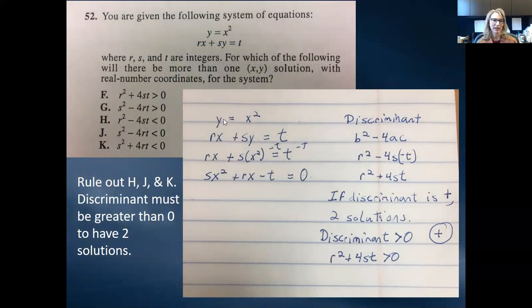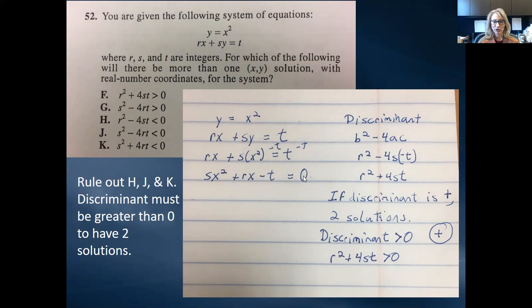But then let's work it out. First we have to substitute the x squared in for the y in the second equation. So we put rx plus sx squared equals t. We go ahead and minus t from both sides to set it equal to 0. And now we have a quadratic equation equal to 0: sx squared plus rx minus t equals 0.